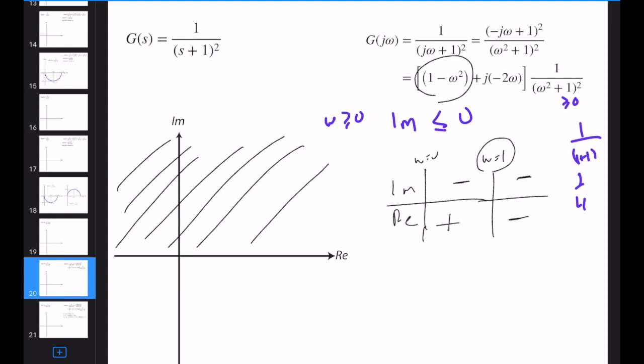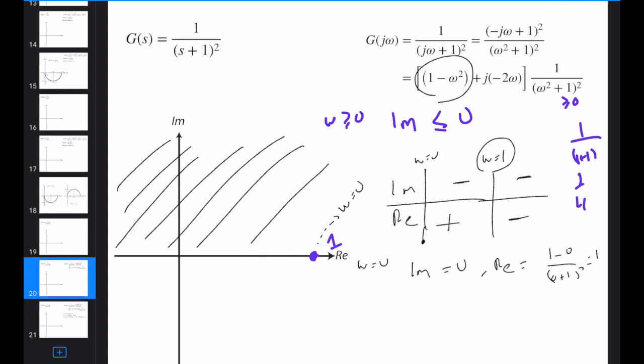Let's compute the mapping, or the polar plot locations, at specific frequencies. Let's start with omega equal to 0. If we look at the imaginary part, it is equal to 0, which is good. If we look at the real part, it's equal to 1 minus 0 over 0 plus 1 squared, so it's equal to 1. So we start with 1. This is 1, and here omega is equal to 0.